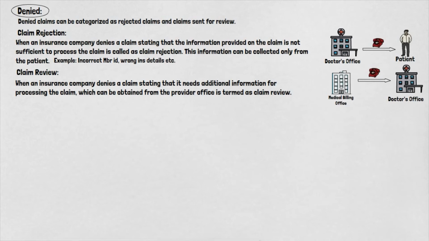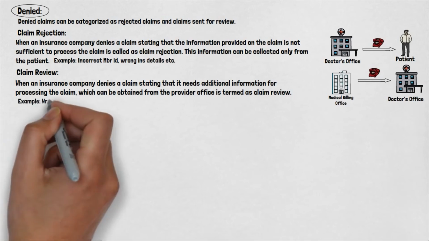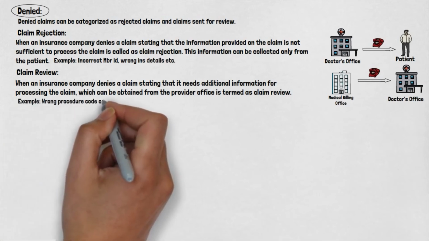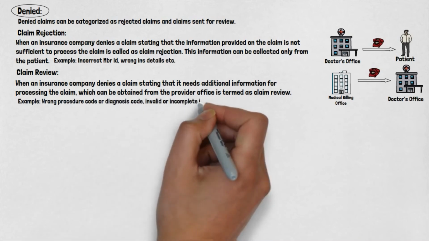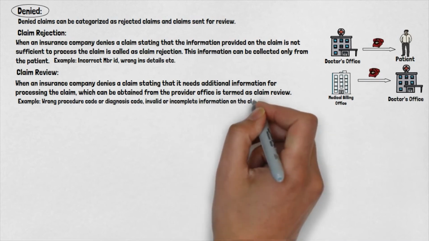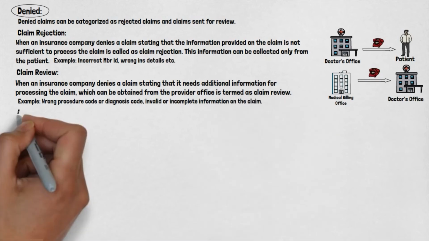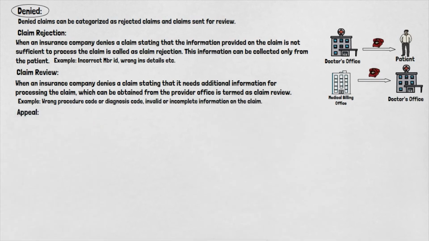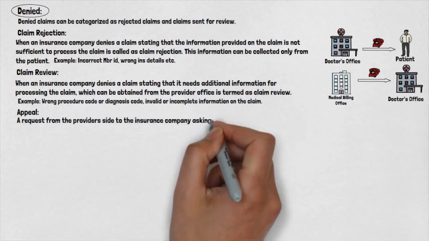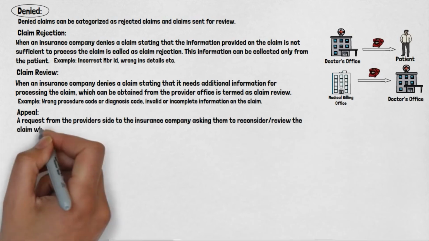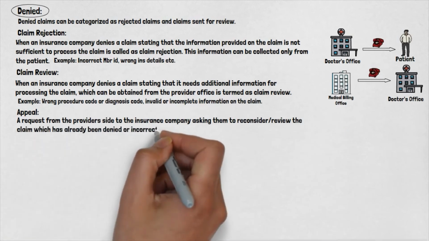Things like wrong procedure code or diagnosis code, invalid or incomplete information on the claim about the provider details like NPI, tax ID, etc.